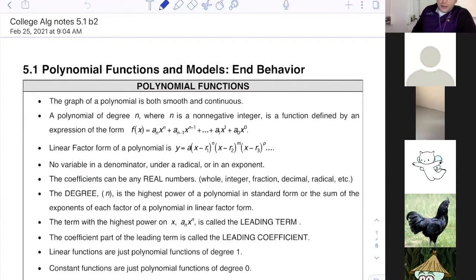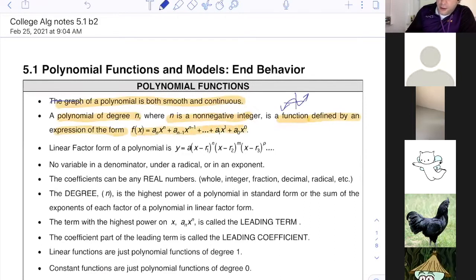kinds of polynomials. So first, the graph of a polynomial function is both smooth and continuous. So based on your experience, they're smooth, they kind of look like that. That would be like a cubic function. And they're continuous, which means you don't have to lift up your pencil at all to graph them. A polynomial of degree n, where n is a non-negative integer, is a function defined by this expression, f of x equals all of that.